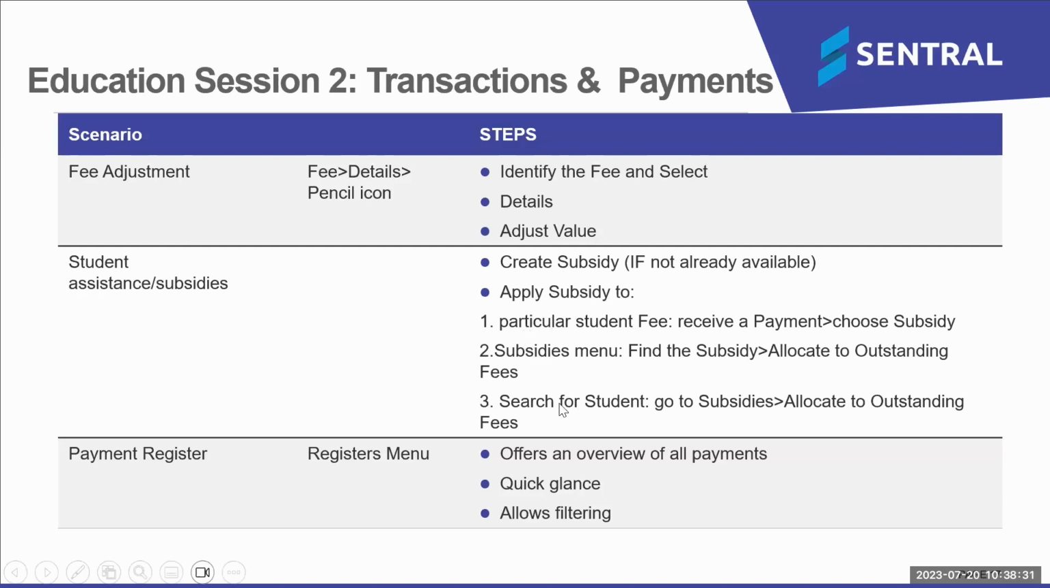And there are 3 ways of doing that. You will probably prefer one and just kind of stick to it. But just to recap, you have the option of finding a particular student fee by searching for a student, receive a payment, and choose that subsidy that's already there and created. Or looking again for a student under the subsidies menu, find the subsidy and allocate it to outstanding fees. Or, as we said, looking via fee overall, receive a payment and choose that particular subsidy. So there are 3 different ways that we looked at.